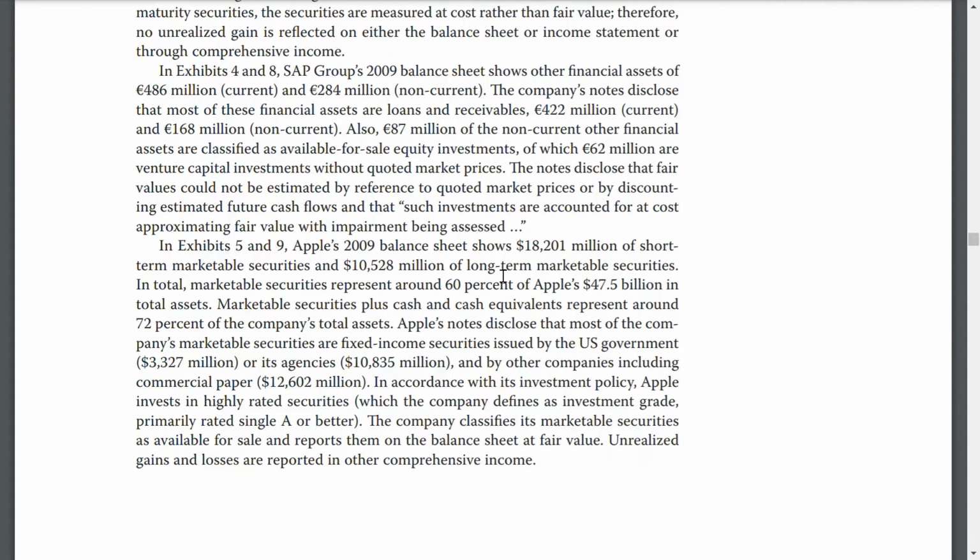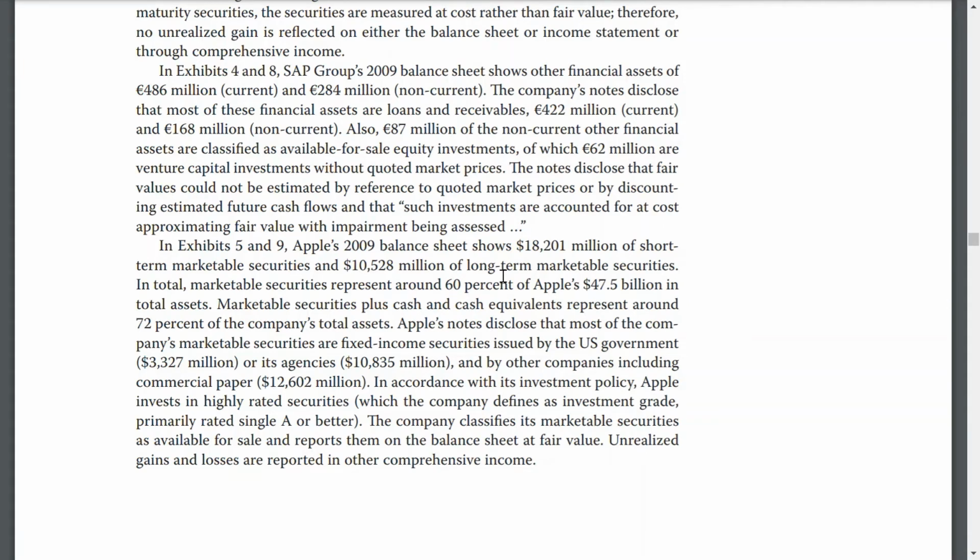In Exhibit 5 and 9, Apple's 2009 balance is shown to be 201 million for the short-term marketable securities, and such amount is 47.5 billion in total assets. Marketable securities plus cash and cash equivalents represent around 62% of the company's total assets.